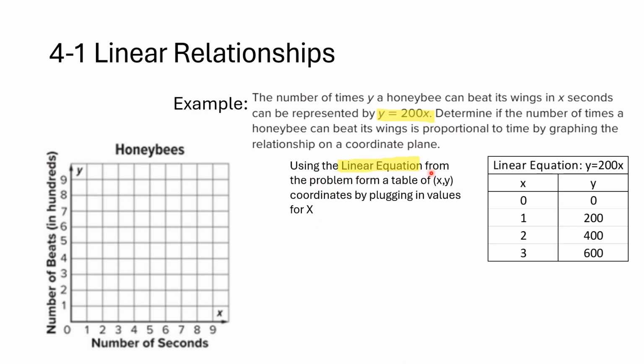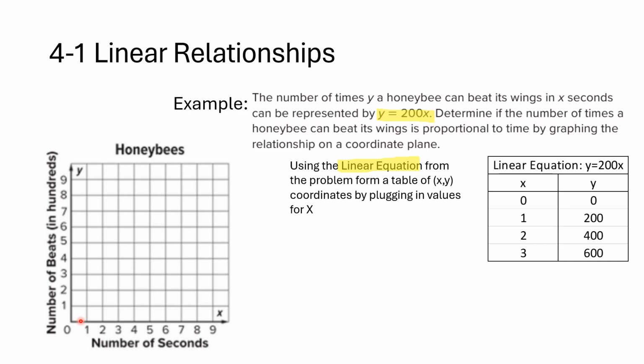Using the linear equation from the problem, I've created the XY chart, the T-chart, whatever you want to call it. And we found coordinates by plugging in input values for x. So we have our linear equation highlighted here, y equals 200x, and I plugged in the value 0. 200 times 0 is 0. So our output y was also 0. So right there, you know this is probably going to be a proportional relationship because it's starting at the origin. But you have one more thing to determine.